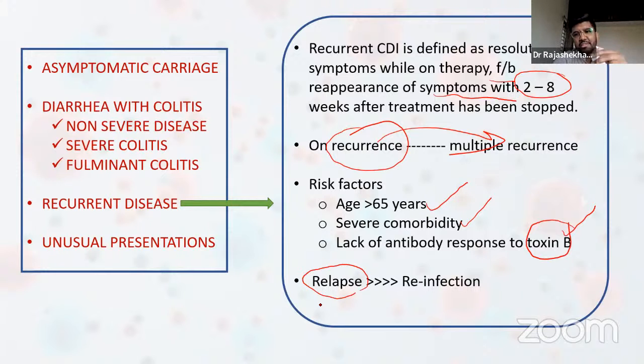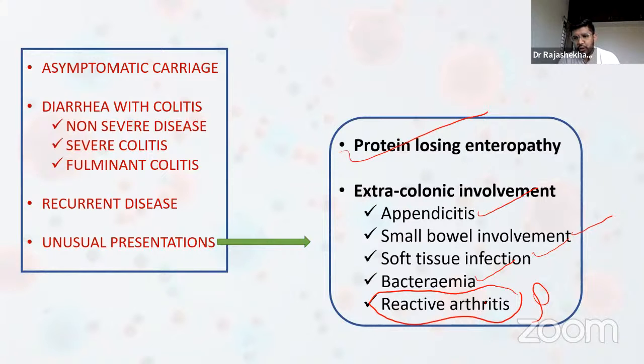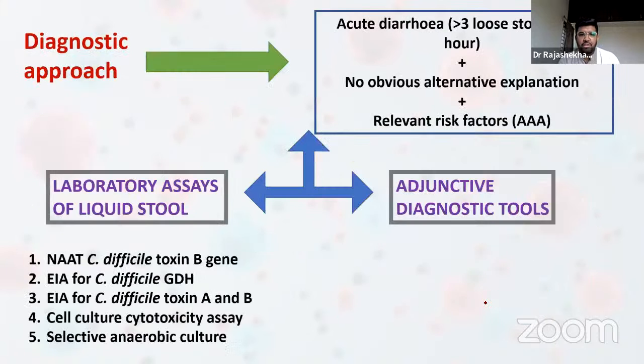There may be some spores remaining inside the intestinal mucosa rather than a new reinfection occurring in these patients. And there are some unusual presentations, like protein-losing enteropathy leading to chronic malabsorption, that have been reported in the literature, and some extracolonic involvement: it can be the reason for appendicitis. It can cause small bowel involvement very rarely. Soft tissue infection, like Clostridium perfringens, has been detected along with Clostridium difficile, and bacteremia into sepsis and reactive arthritis. This can be one of the organisms leading to reactive arthritis, along with other organisms like Ureaplasma and Campylobacter.